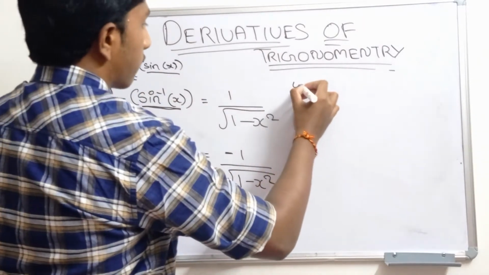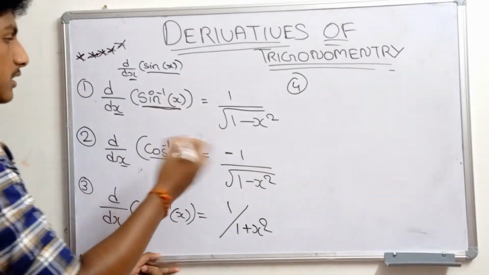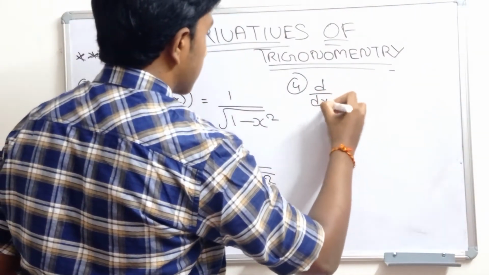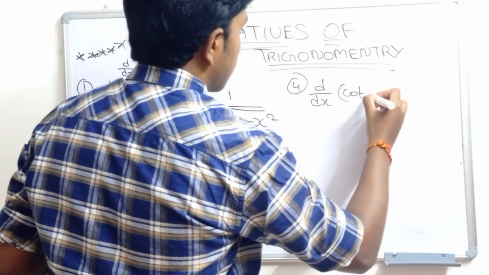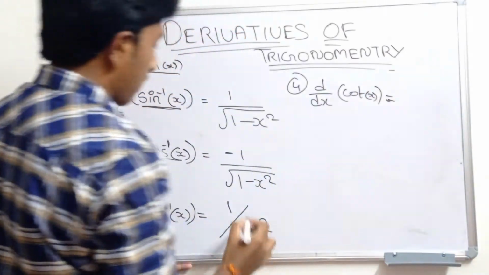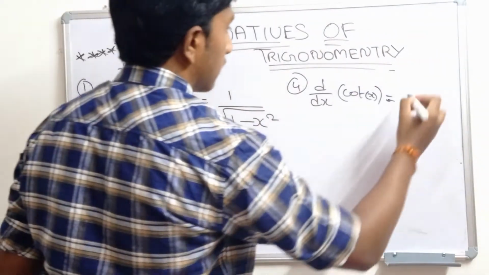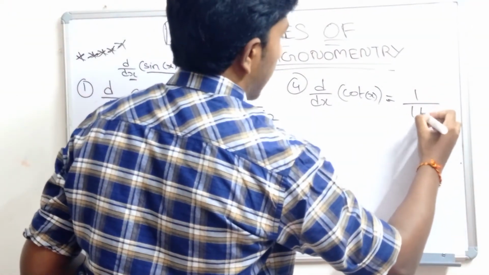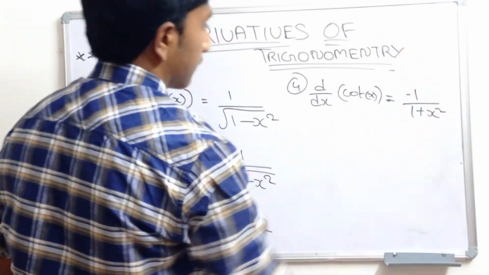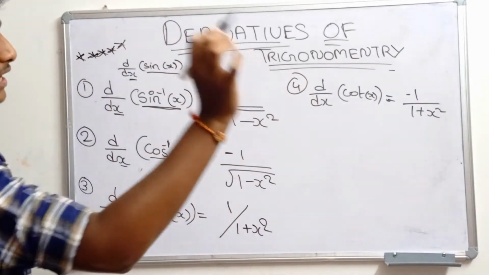Now going to the fourth one, we'll go for cot. D by dx of cot inverse x. Write the same formula which we have used for tan, 1 by 1 plus x square, and just keep the minus sign here. Minus 1 by 1 plus x square.